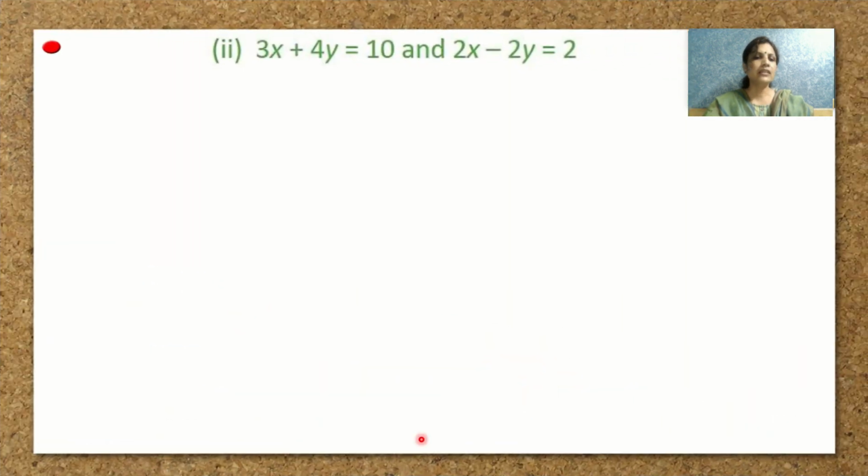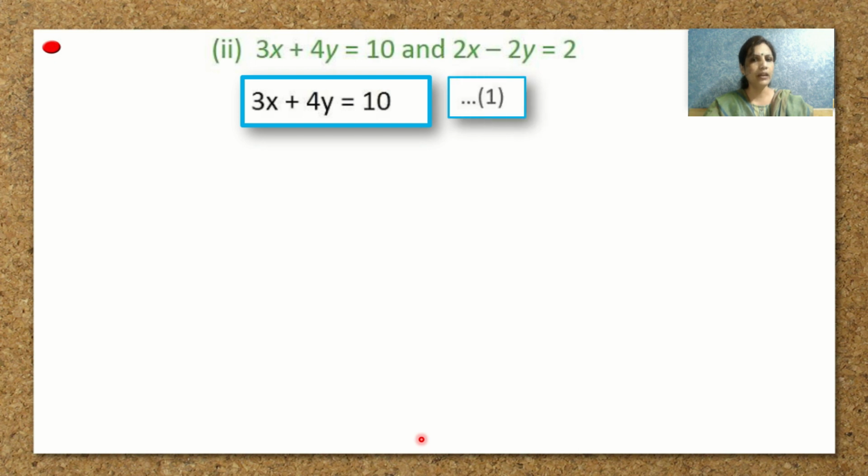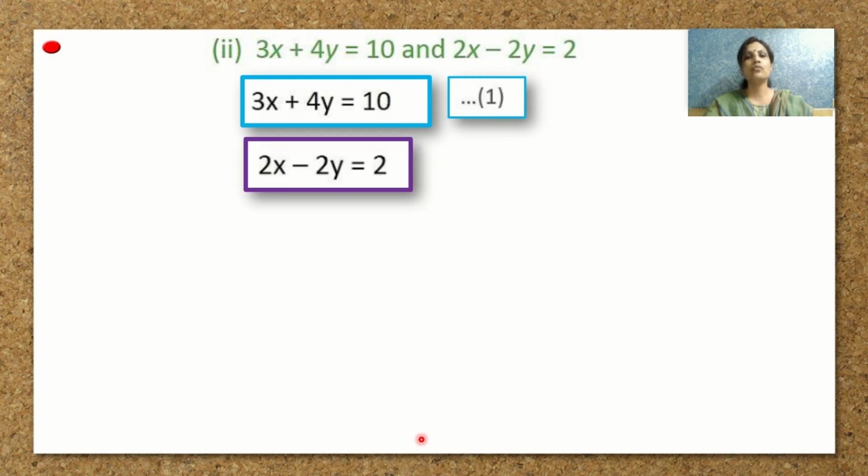So we will consider 3x plus 4y is equal to 10 as equation 1 and 2x minus 2y is equal to 2 as equation 2. Now check out, children. Coefficient of y in equation 1 is 4. Coefficient of y in equation 2 is minus 2. Both the coefficients have opposite sign, plus and minus.